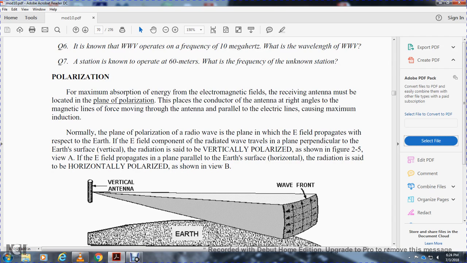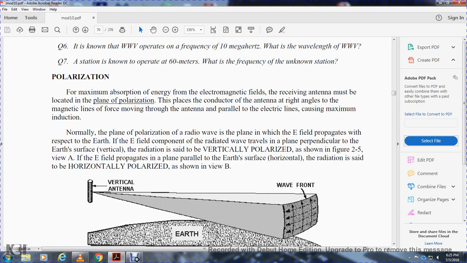Polarization. For maximum absorption of energy from the electromagnetic field, the receiving antenna must be located so that its conductor is at a right angle to the magnetic lines of force moving through the antenna and parallel to the electric lines, to cover the maximum induction. Normally, the polarization of a radio wave is the plane of the electric field as it propagates with respect to the earth.